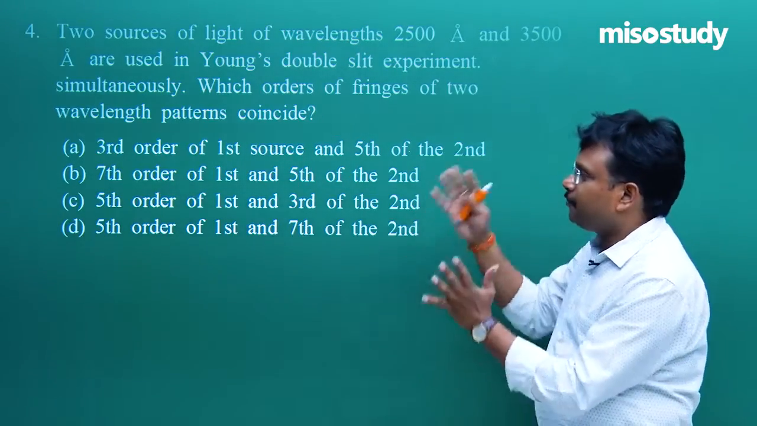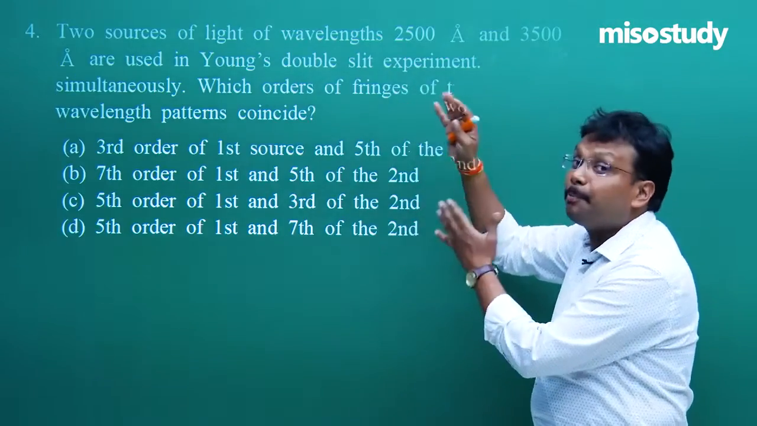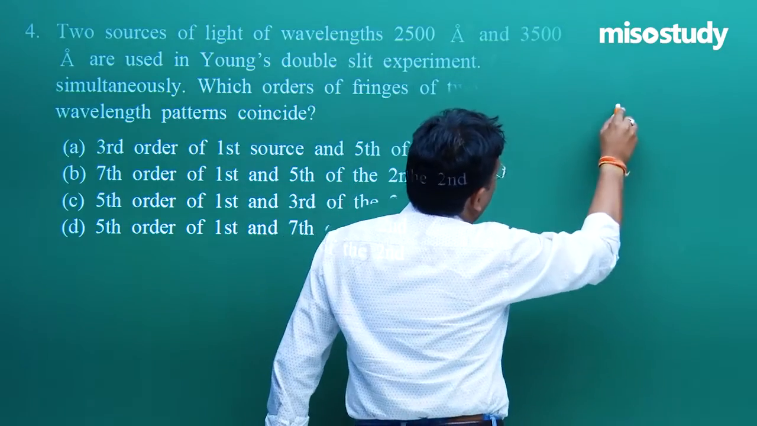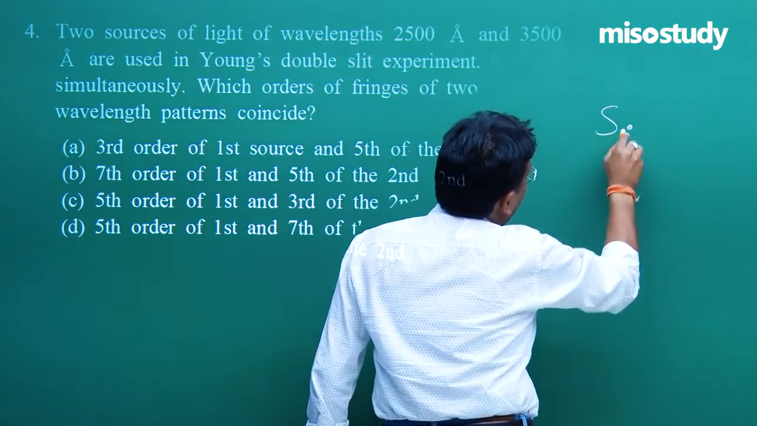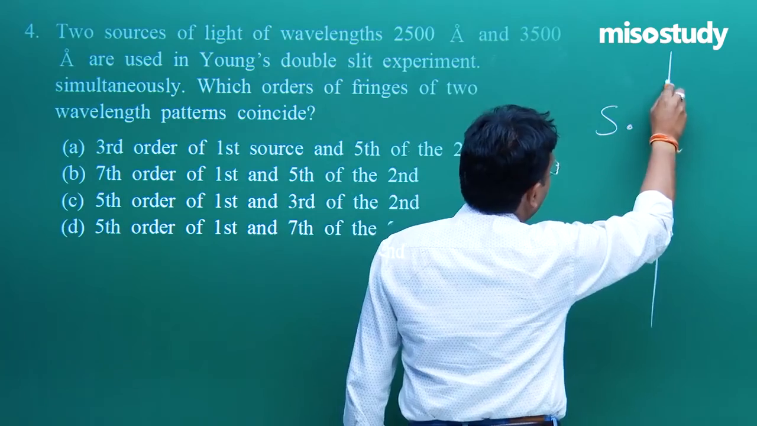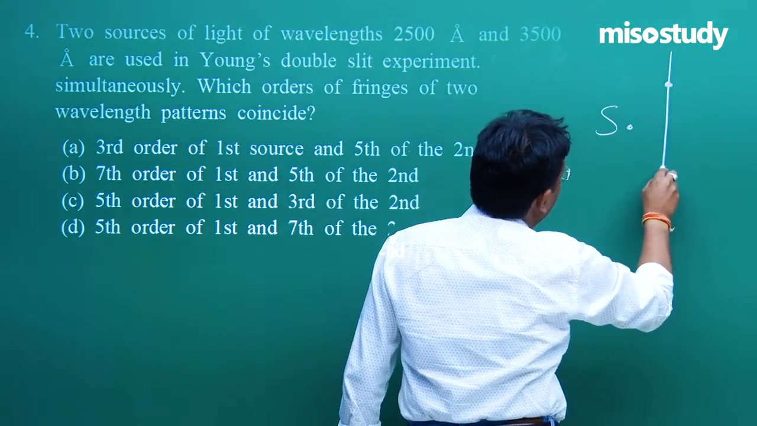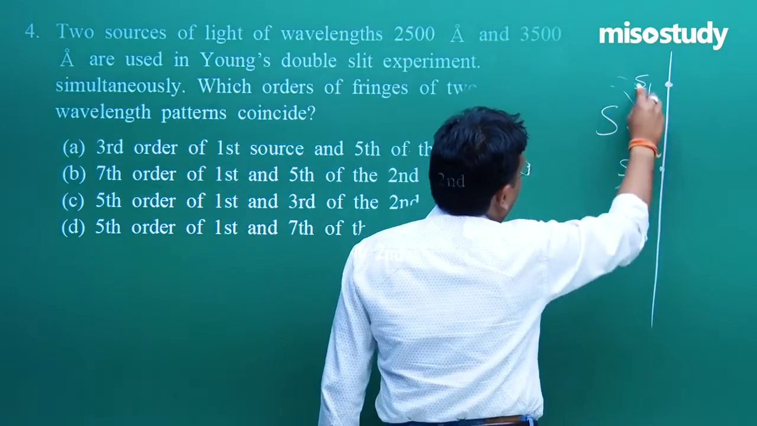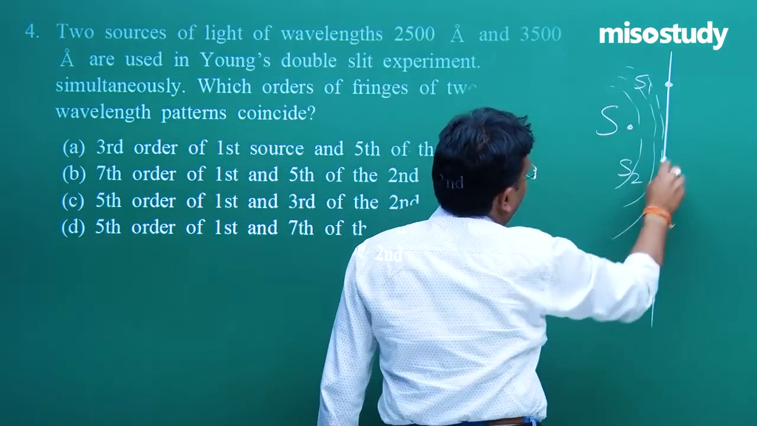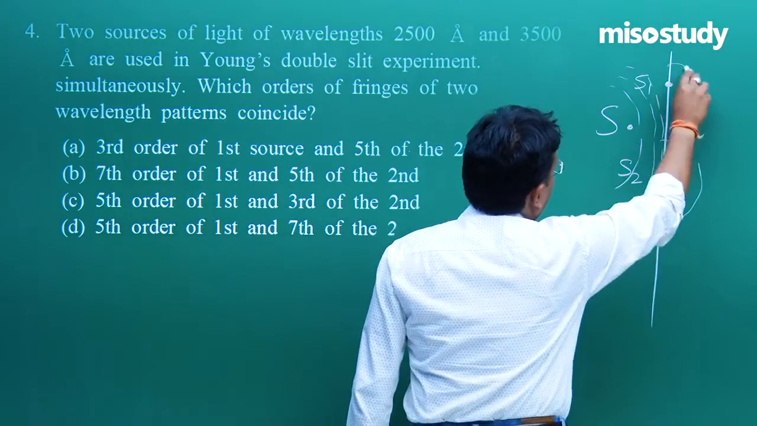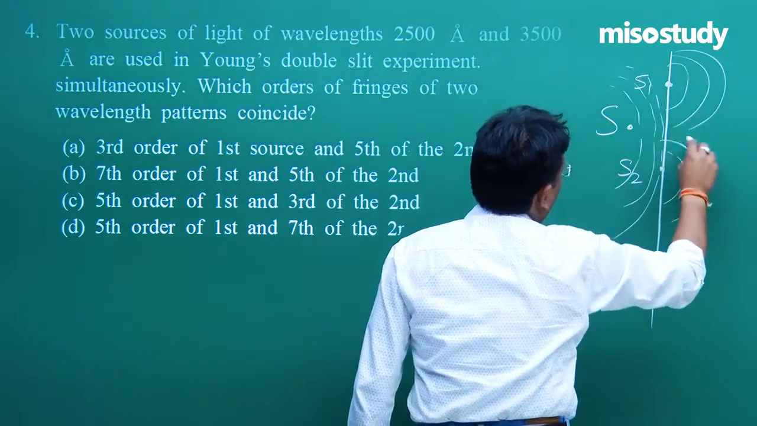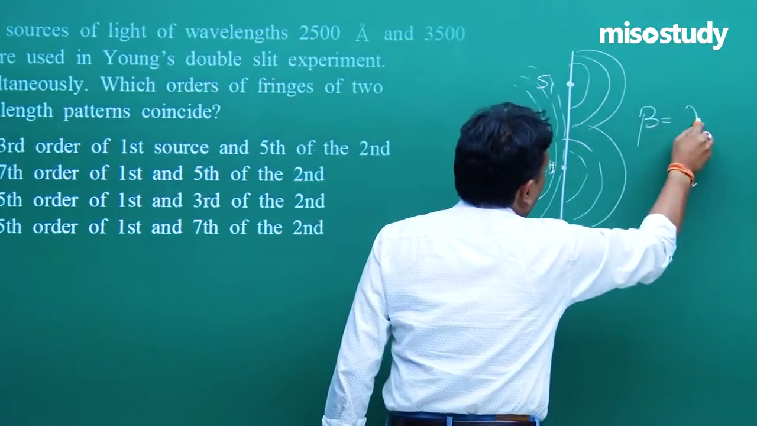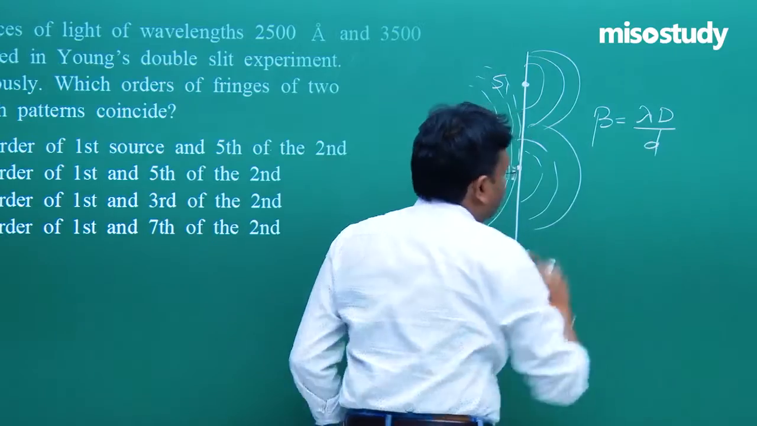So let's first try to translate the problem. What exactly is the problem? Same setup: S, then S1, S2, from here, this way. Now, beta is equal to lambda D upon d.